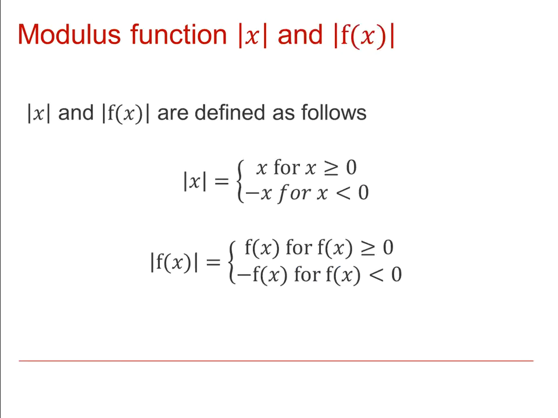So the modulus of a number and a function are defined in this way. Modulus of x is equal to x for any value of x which is greater than or equal to 0, but equal to negative x for x less than 0. Similarly, the modulus of f of x, a function, is equal to f of x itself if the function is greater than or equal to 0, but negative of the function when the function is less than 0. This gives us a way then of considering what the graphs of functions look like.